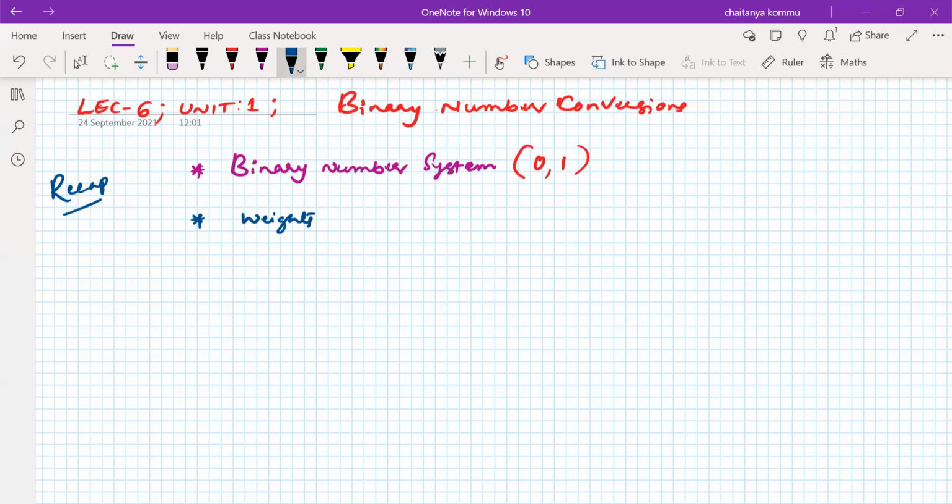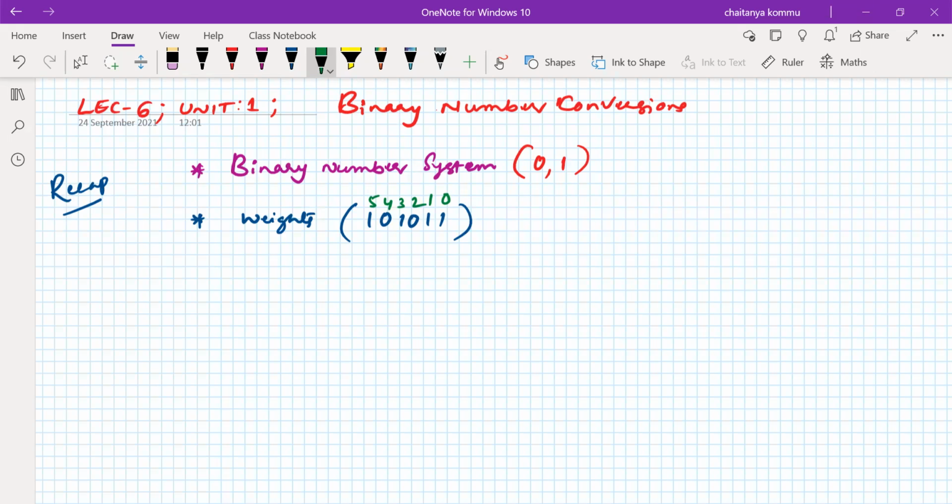For example, 101011 is there. So instead of writing 2 power 0 as its weight, directly we can write first position weight, second position, third, fourth, fifth, sixth positions are there. Depending upon its weights, wherever a one is there, we give some value to that one. We can sum up all the things and find its decimal value.